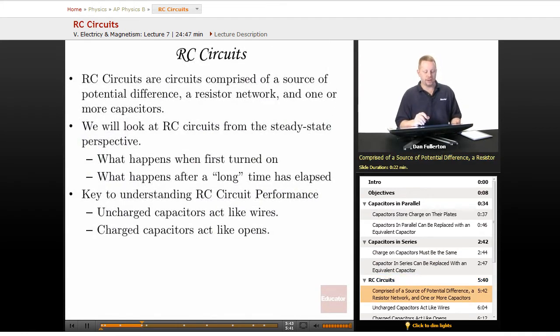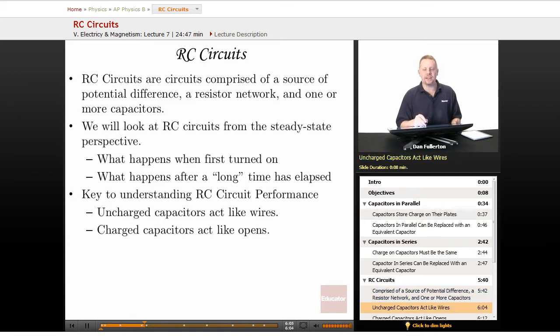All right, RC circuits are circuits comprised of a source of potential difference, a resistor network, and one or more capacitors. And we're going to look at RC circuits from the steady state perspective. We're going to look at what happens when we first turn them on, and we're going to look at them again after they've been on for a long, long time. And what we call a long time is a special definition when we're talking about circuits.